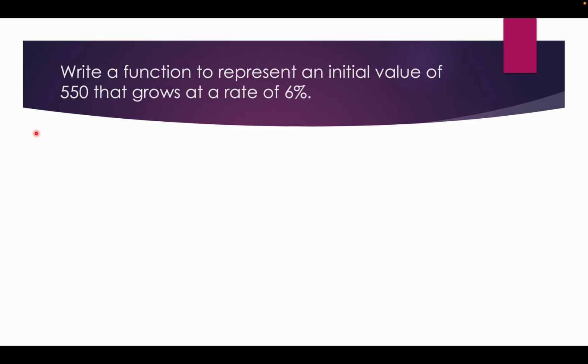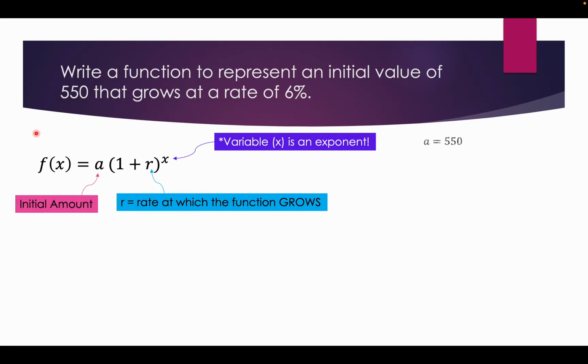Write a function to represent an initial value of 550 that grows at a rate of 6%. So if our initial value is 550, growing at a rate of 6%, we're going to use 0.06 for our rate, our r, and plug it in. We get f of x equals 550 times 1 plus 0.06 to the x, or 1.06 to the x.